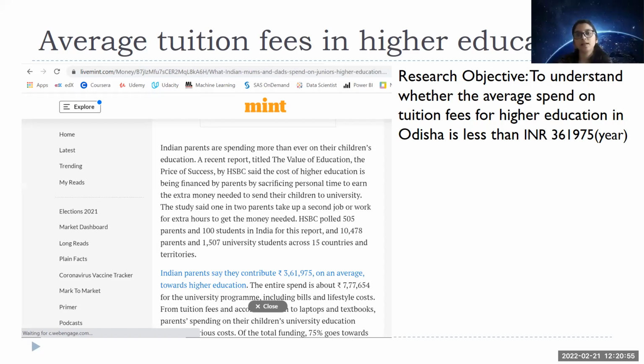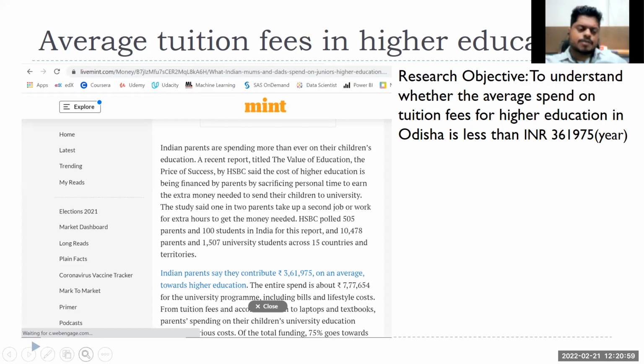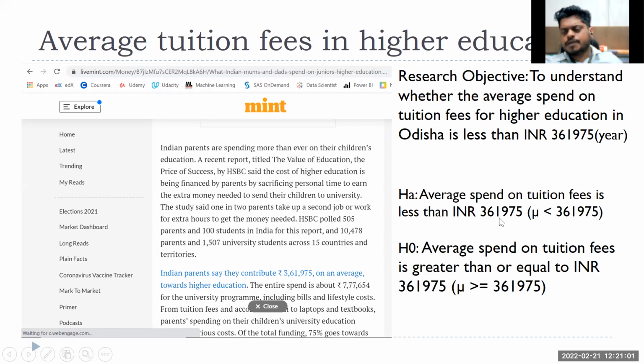The average spend is less than INR 361,975. Correct. That is what I want to prove, what I said. What I want to prove becomes my alternative story. That is what I want to understand: average spend on tuition fees. Obviously, I have to write the full statement: in higher education in Odisha is less than 361,975. So mu is less than 361,975. The opposite of that will become my null hypothesis.